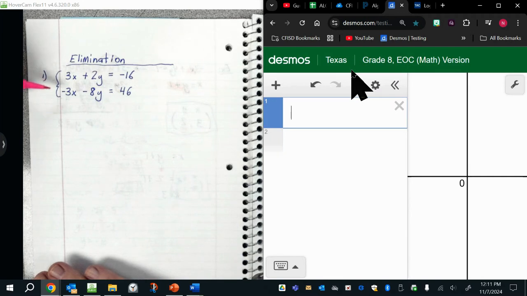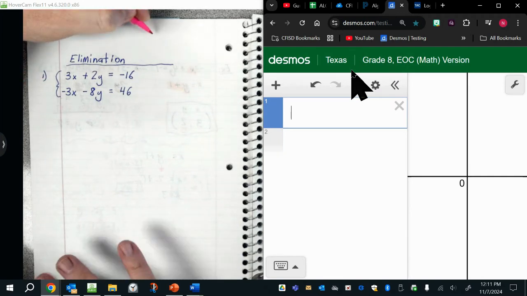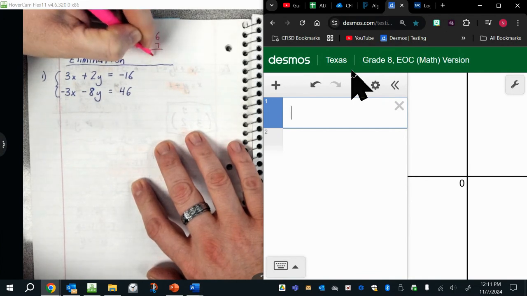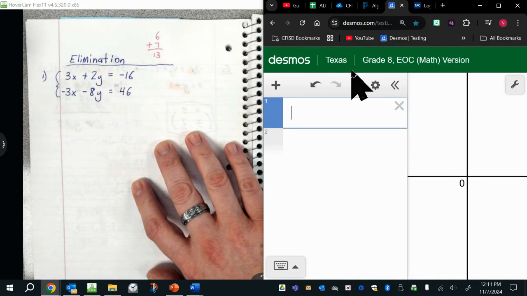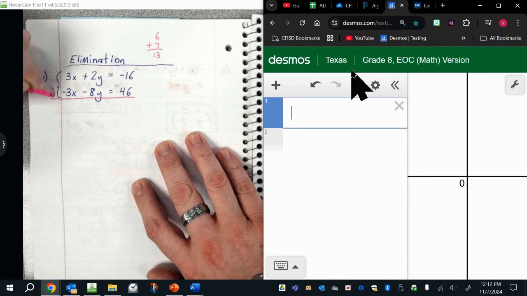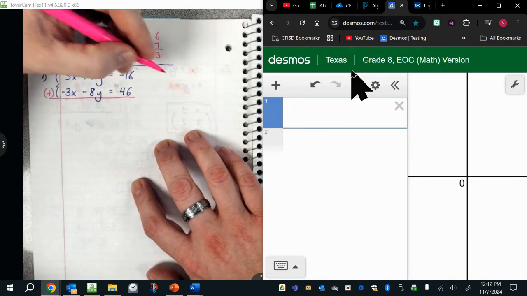So we're going to solve these equations. Think of it like back in the day when you took 6 plus 7 and you would have written 13. We're going to do the same thing here. We're going to add the two equations together.